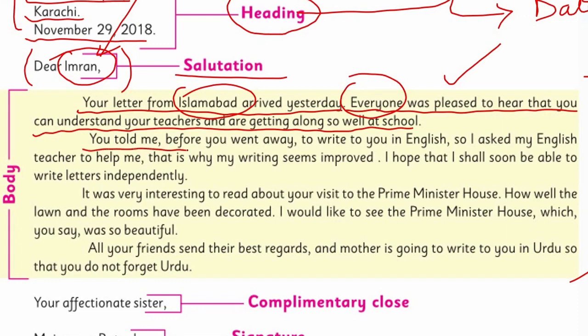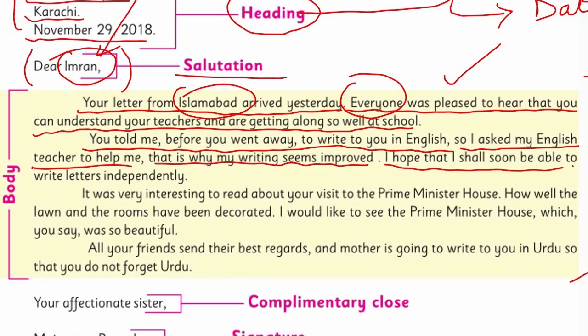You told me before you went away to write to you in English, so I asked my English teacher to help me. That is why my writing seems improved. I hope that I should soon be able to write letters independently. So here the girl expresses that I am going to write to you in English because my teacher is helping me in writing these letters. So I will improve my writing up to that level, so I should be able to write the letters to you independently.